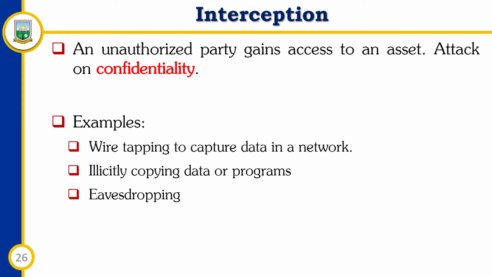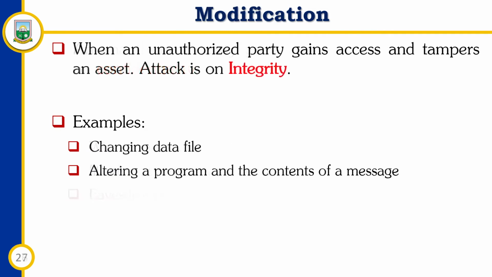Because he is unknown, he doesn't know what is happening. Yes, so this is more of an interception or an attack on confidentiality. Modification also falls on integrity. When an authorized party gains access and also tampers with the asset which he has been able to gain access to. An example of such is the changing of data files and also altering a program or the content of a message. So that is about modification.